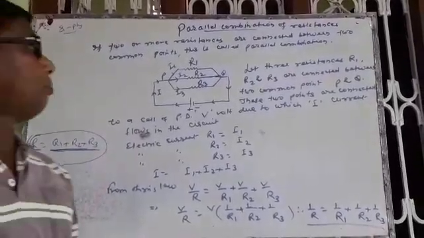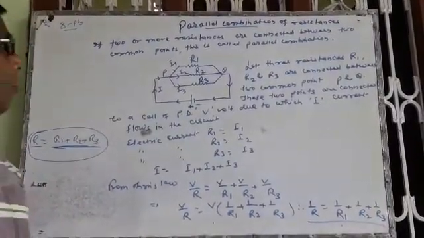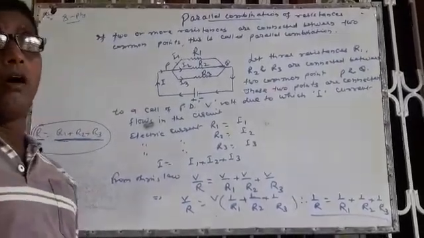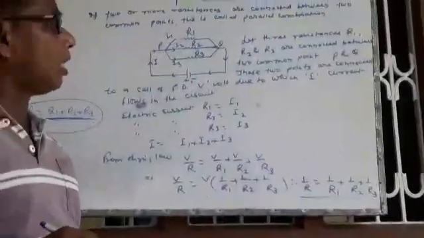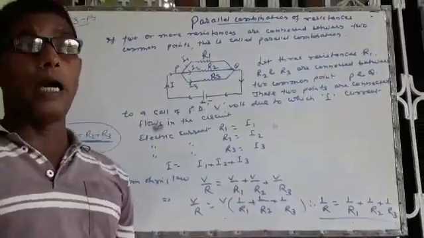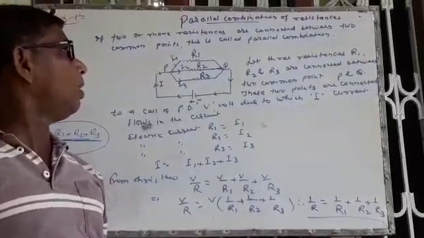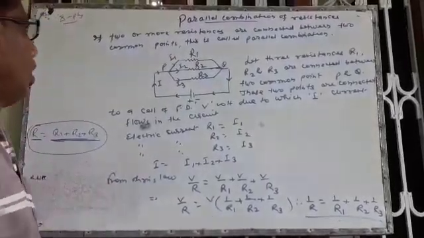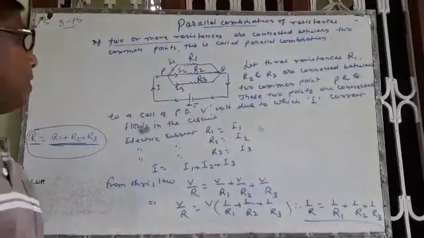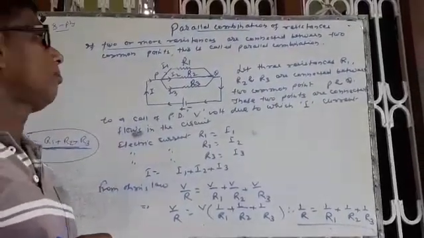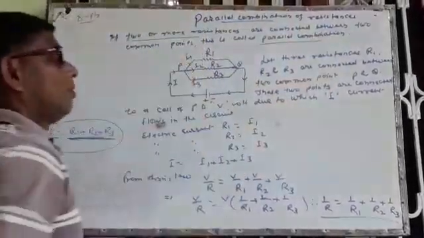Today I am going to explain parallel combination of resistances. There is a question: what is the total resistance, or effective resistance, or resultant resistance, if two or more resistances are connected in parallel? So first of all, we have to define what the meaning of parallel combination is. If two or more resistances are connected between two common points, this combination is known as parallel combination.